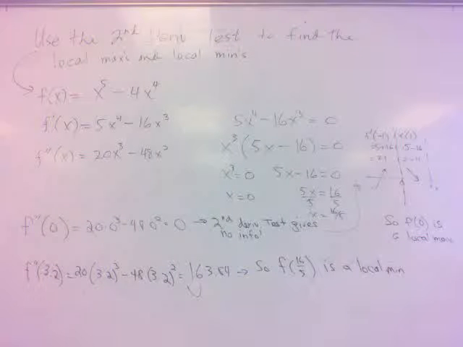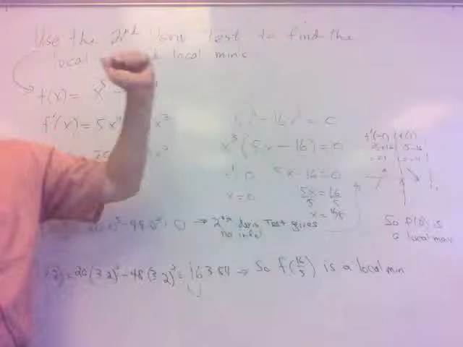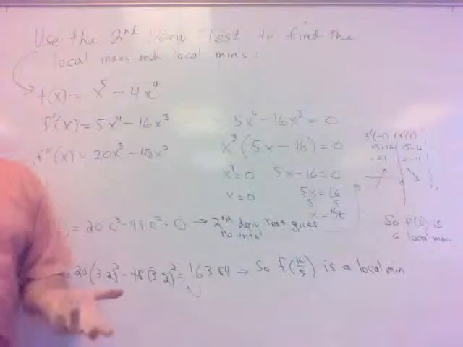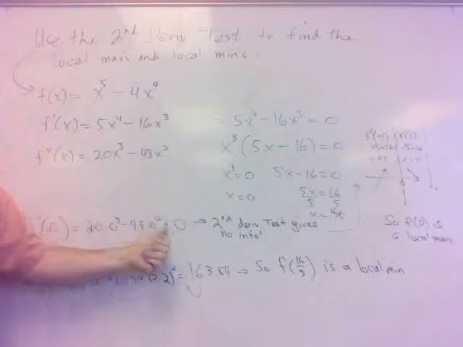Okay. So maybe when the second derivative test fails, you may get a local max, maybe you get a local min. It might not be either one. This test gives you no information if the second derivative is 0.